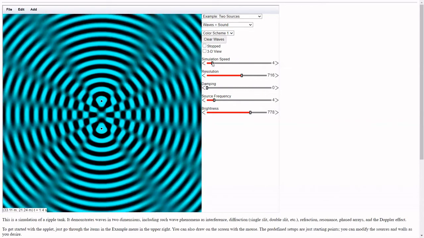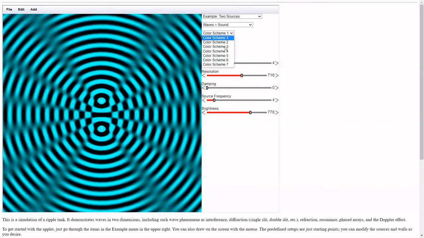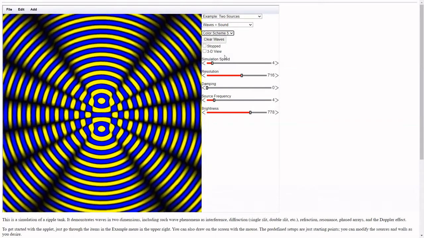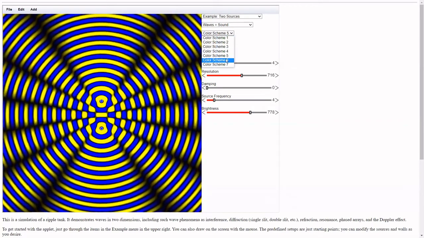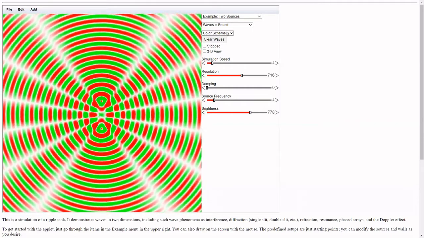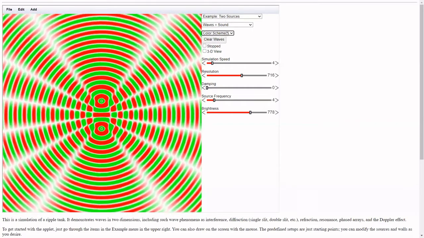You can also experiment with a different color scheme. Kind of psychedelic, isn't it? Okay, so it's worth tinkering with these options.